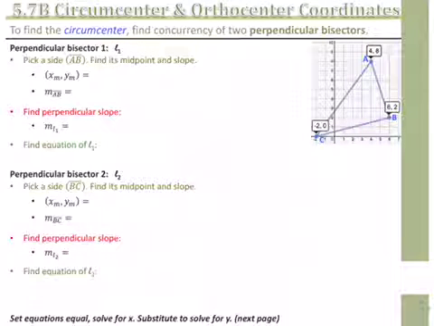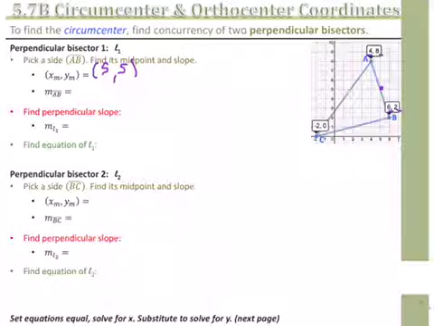So I'm going to pick a side. In this case, it's going to be AB, and I'm going to find the midpoint of it. So the midpoint of AB, that's going to be (4 plus 6) divided by 2, so 5, comma, (8 plus 2) divided by 2. So 10 divided by 2 is 5. The midpoint of this should be 5, 5, which, yeah, that looks about right. 5, 5 is the midpoint.